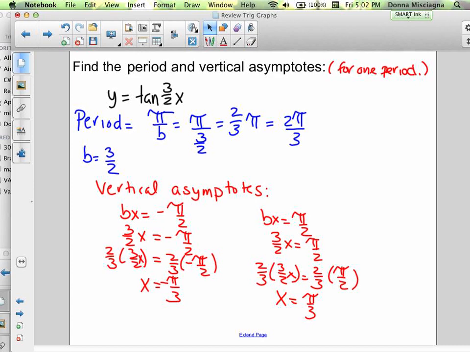And notice if I go pi thirds to the right, and I go pi thirds to the left, the distance between those vertical asymptotes is 2 pi thirds, the same as the period. We're going to do 2 more.